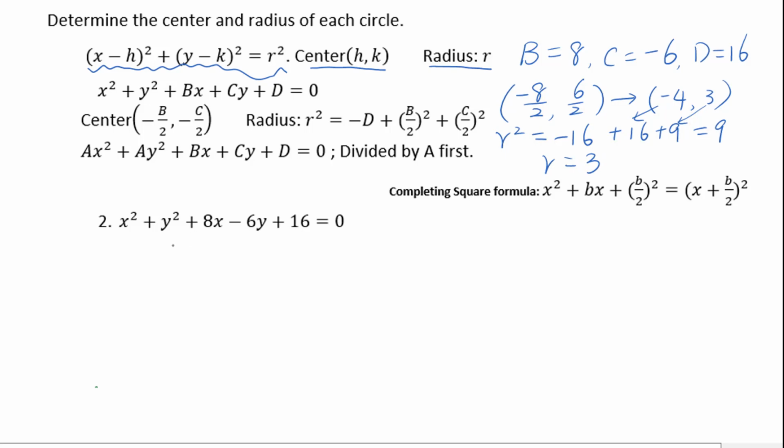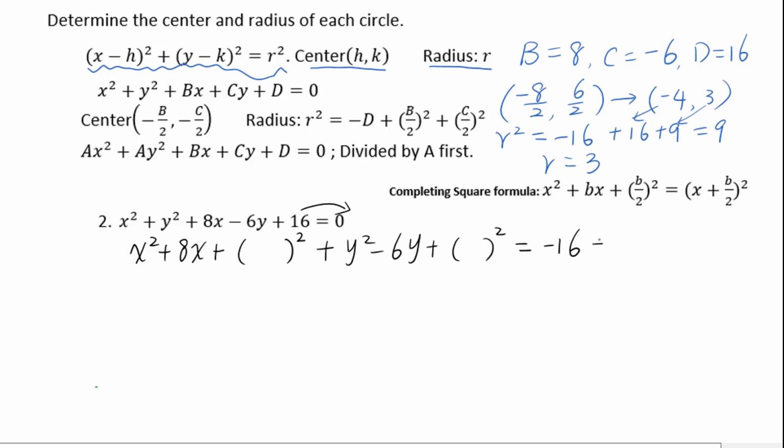Let me show you how to use completing the square to get the center and the radius. We have x squared plus 8x plus (b over 2) squared here, then plus y squared minus 6y plus (b over 2) squared, then equals, cross the equals sign and change the sign, negative 16 plus this square plus this square. b over 2: 8 over 2 is 4. Negative 6 over 2 will be negative 3. So this is 4, negative 3.